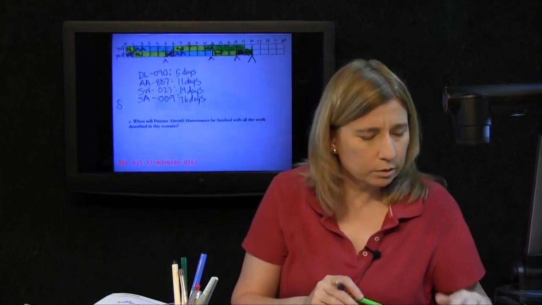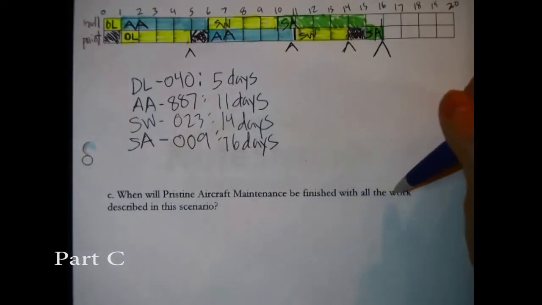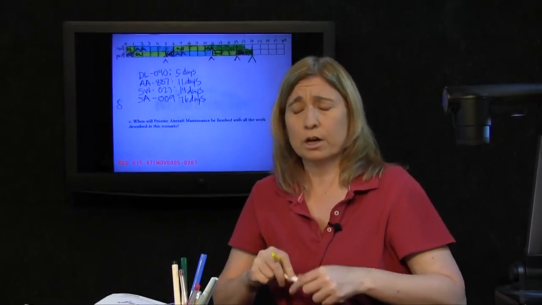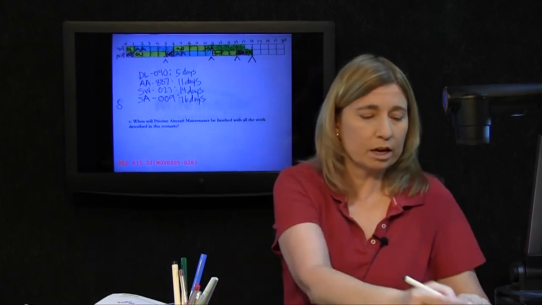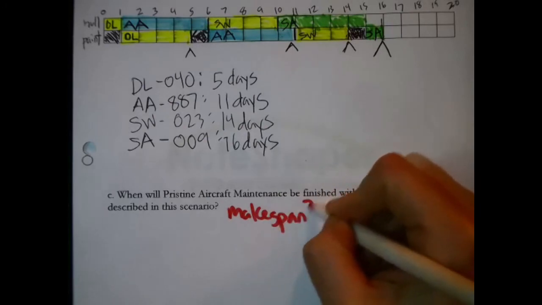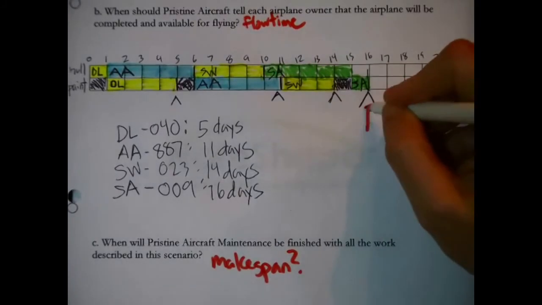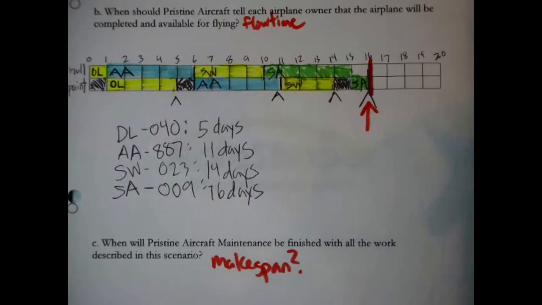What's the last question? When will pristine aircraft maintenance be finished with all the work described in this scenario? Oh, that's easy. Well, it's easy now that we've done this other work with the flow times, because when will they be finished with all these aircraft? Good vocabulary term, also known as the make span of the project. Well, that would be when they finished with the last aircraft in that group. The only thing we need to do is just look at the most right-hand point right here in the Gantt chart. That's 16 days.